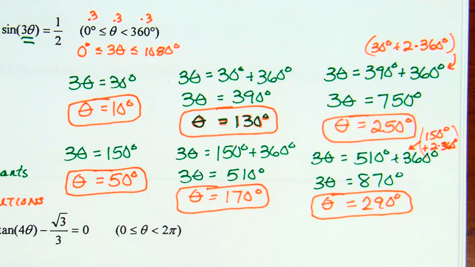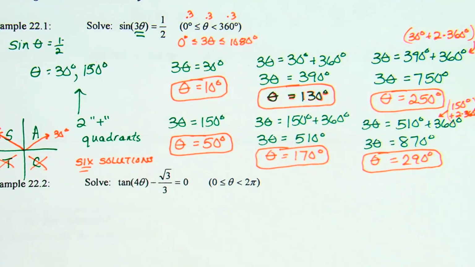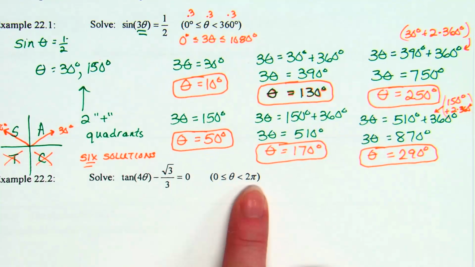Okay, example 2. Now, first of all, last time, why did I do that problem in degrees? Because the range was given in degrees. This time, my range is given in radians, so that's indicating we're going to talk radians. What else is different?